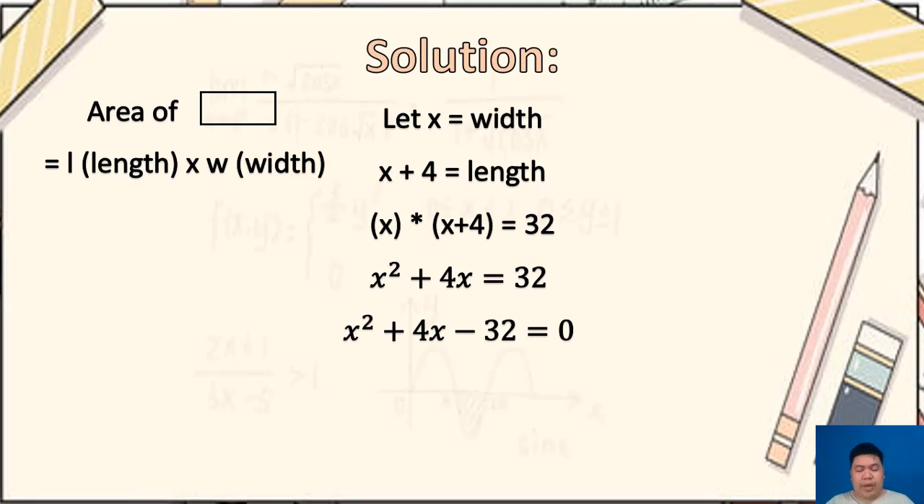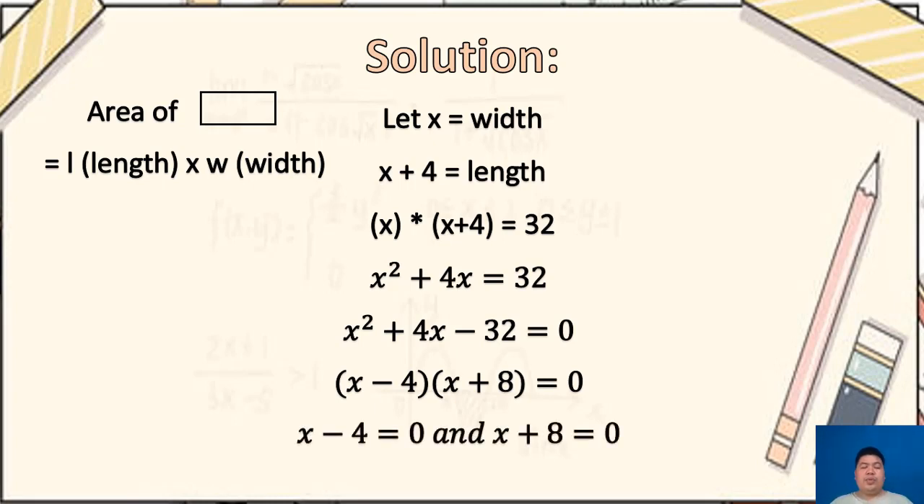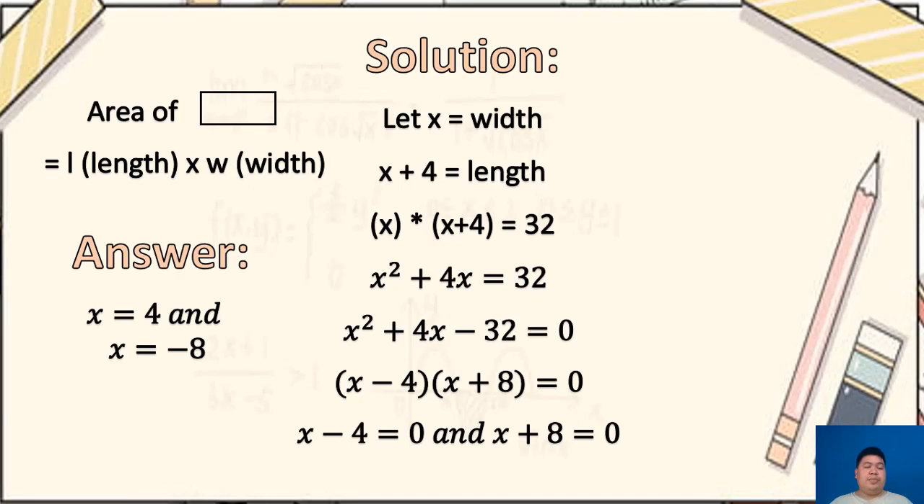Then try to find the binomial factors of the given equation using trial and error. So we will have x minus 4, x plus 8. Then set them equal to 0. X minus 4 is equal to 0. Then x plus 8 is equal to 0. Then our answer is x is equal to 4 and x is equal to negative 8. Then the value of the width will be 4. Then the value of the length will be 8.